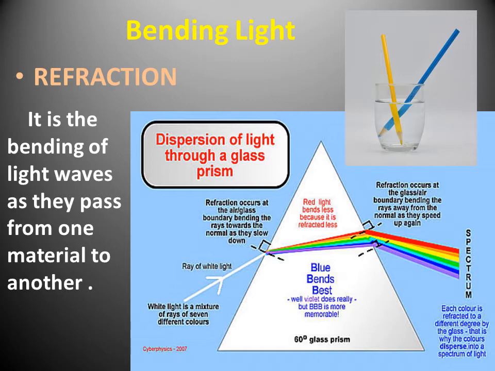Refracted light makes objects look bent, broken, or wavy. The pencil in the glass of water looks broken because of refraction. The light is bent by the water. Materials that can transmit and refract light include water, glass, and clear plastic.